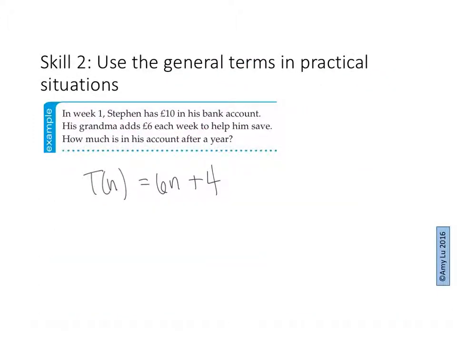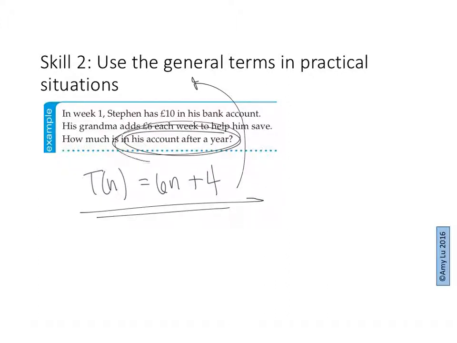So then in the previous slide, we figured out the position to term rule, or the general term. The position to term rule is actually times 6 and add 4. So that helped create the general term, which is this equation, T of n equals 6n plus 4. So now knowing that, we want to figure out how much he has in his account after 1 year. Remembering that n represents our weeks. And I said at the beginning that we have 52 weeks in 1 year. So once you now know that, use it in the formula and you should have an answer. So pause the video, figure it out, and then start when you're ready.